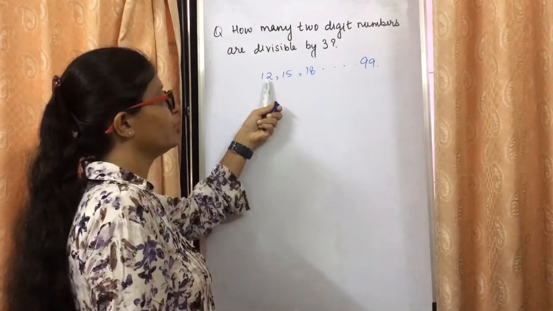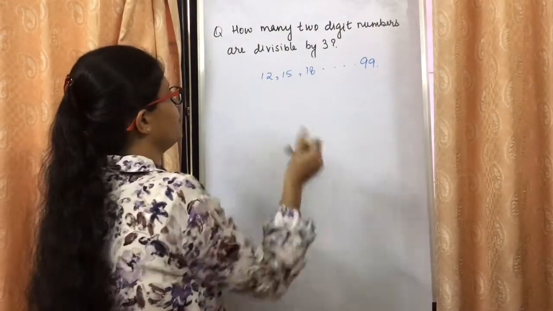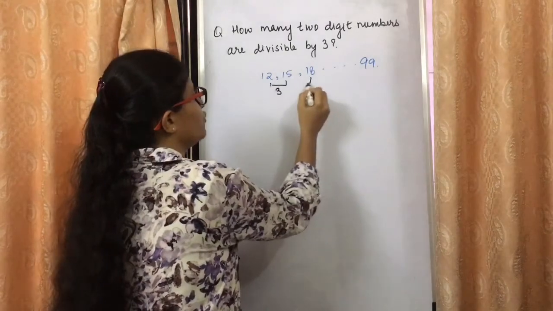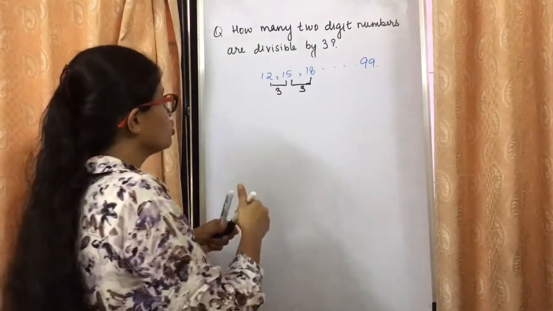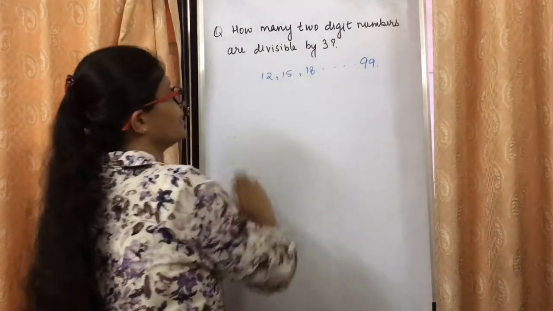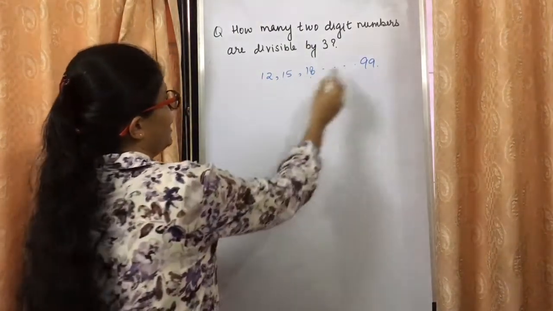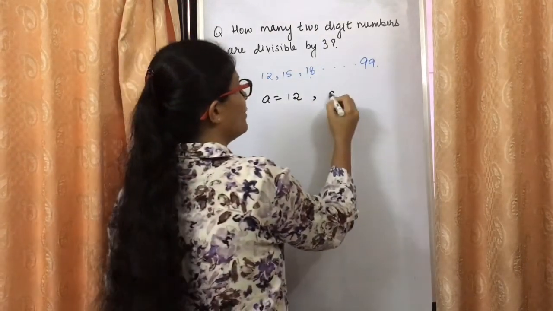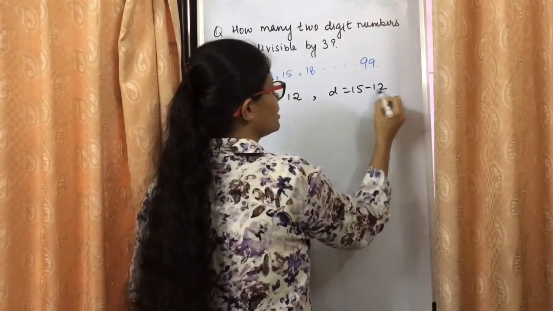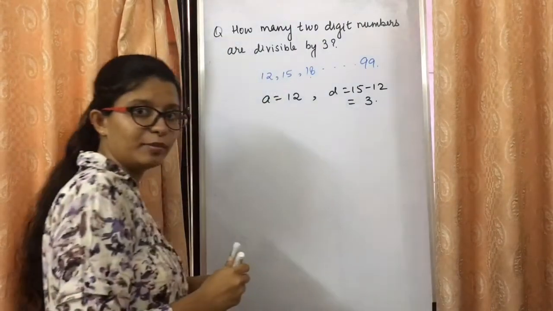Yes, it is an AP. 15 minus 12 will give 3, and 18 minus 15 will also give 3. This difference will always be 3, because it is a multiple of 3. So the given series is an AP. If it is an AP, can I say my A will be 12 and my common difference will be 15 minus 12, which is nothing but 3?